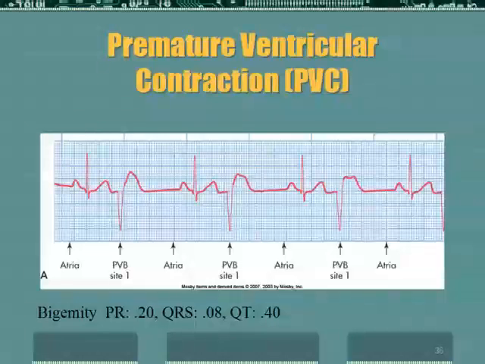PVCs can also occur 2 in a row. Those are called couplets. 3 in a row are called triplets. They can also occur every other beat, which is considered bigeminy, and every 3rd beat, which is considered trigeminy.